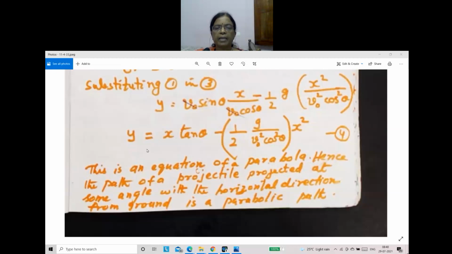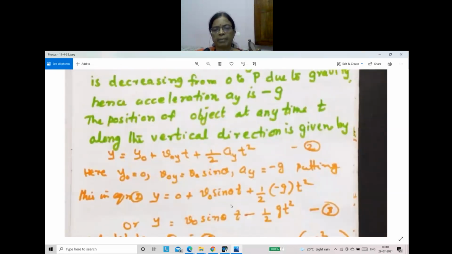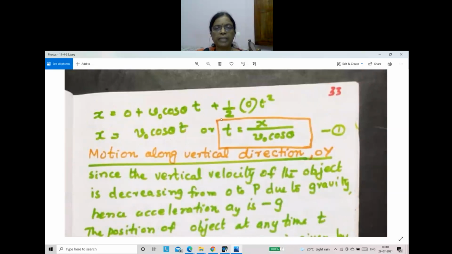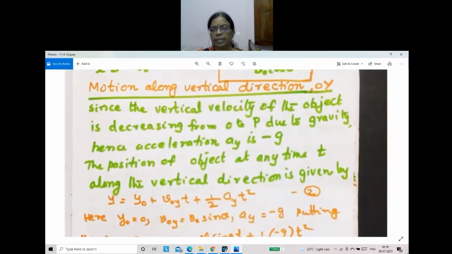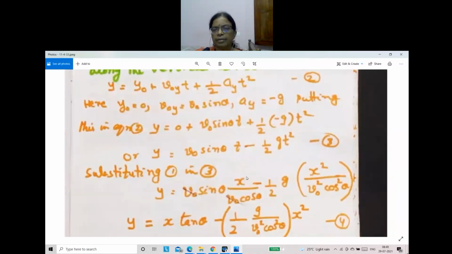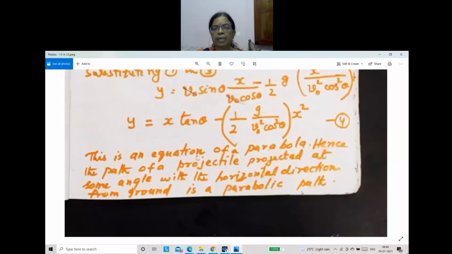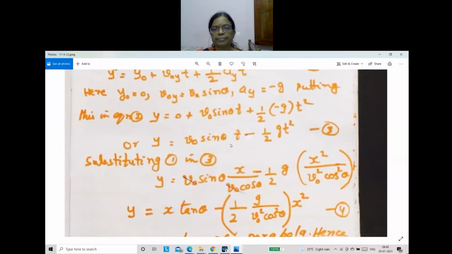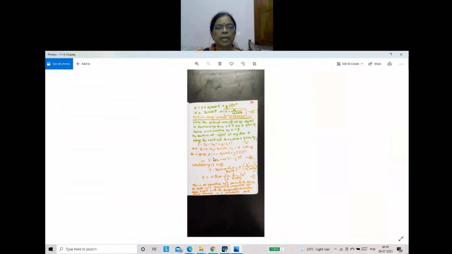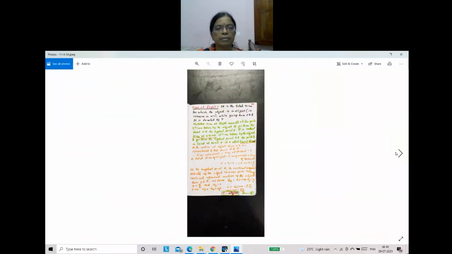So first what is taken? The x equation is taken. From that t is found out. And that t is substituted in the y equation. And we can show that the path of the projectile is a parabola. That's all we have done. Derivation, no need to study by heart, only to understand the concept. Okay. Derivations will not come for the exam. Concept should be clear. Next, time of flight you are going to calculate.